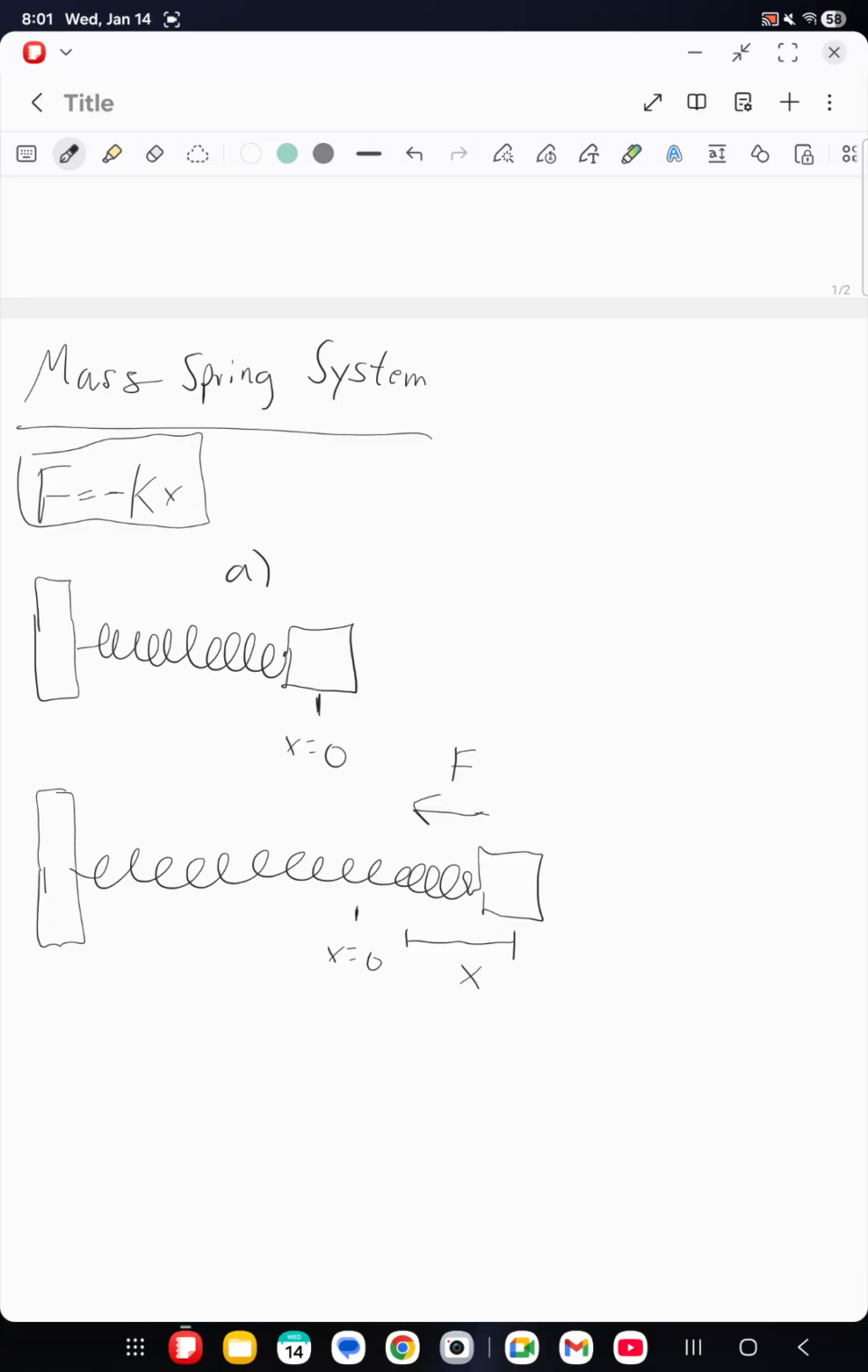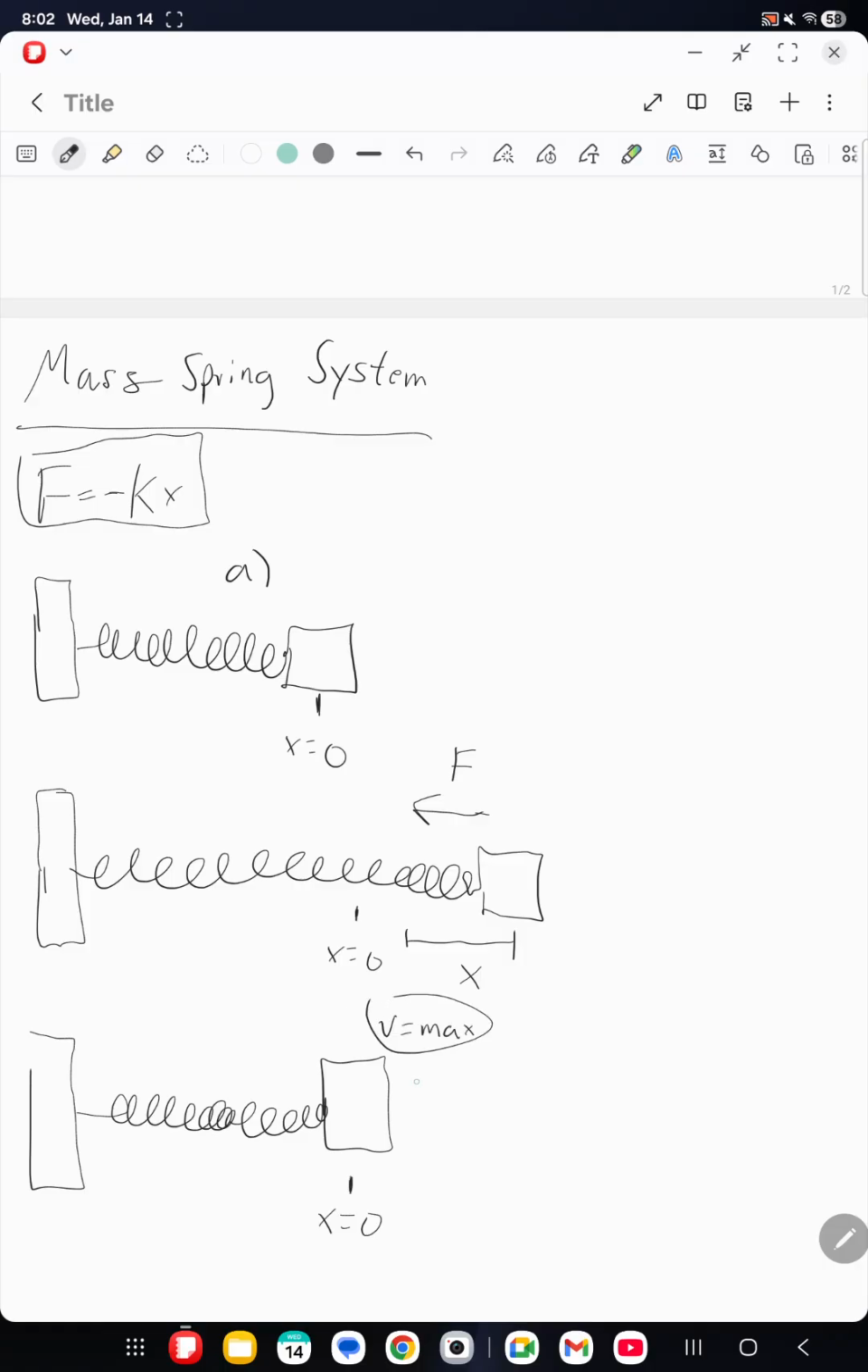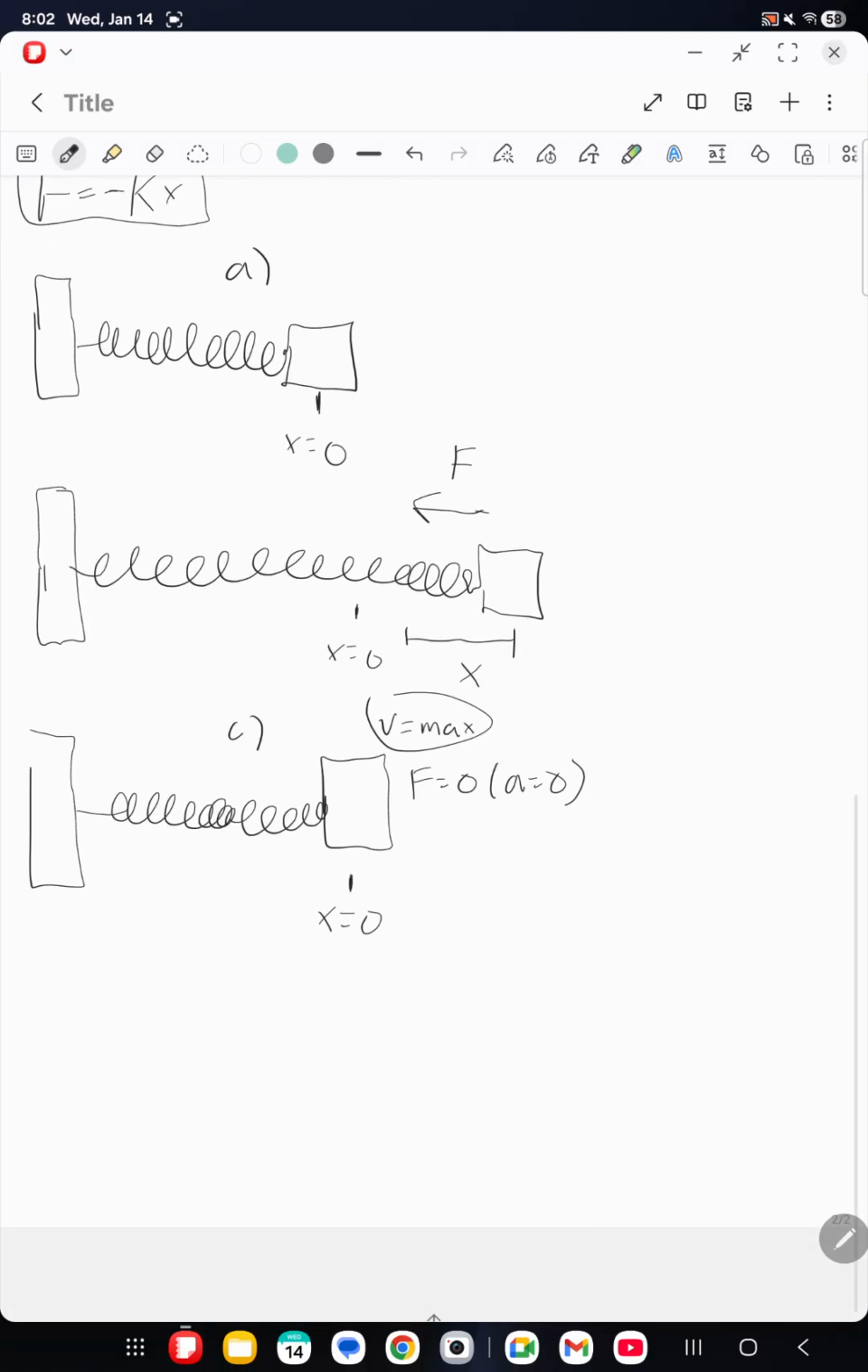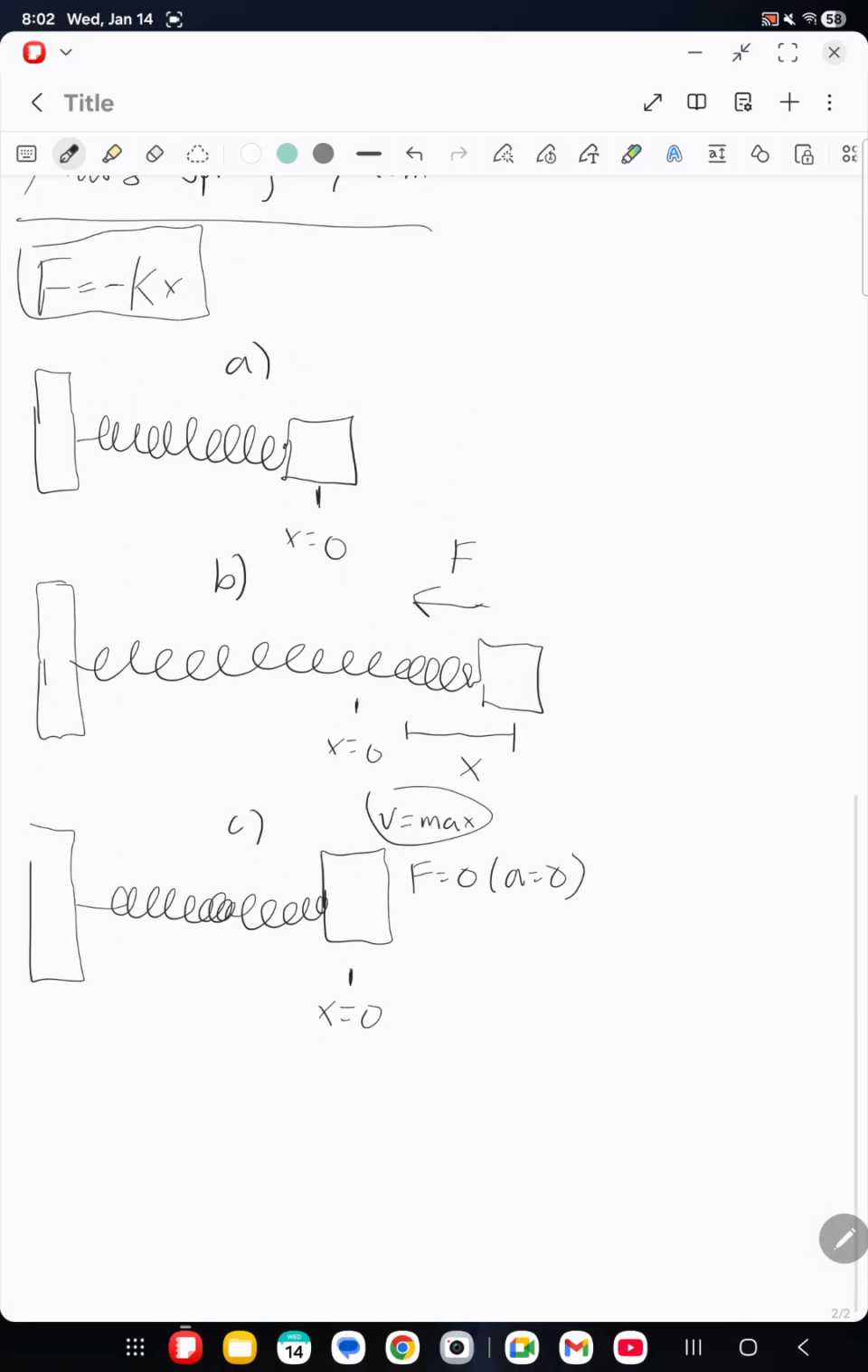When you let go, it will pass through here at equilibrium. It will not stay here. In fact, this is where its velocity will be max. It will have max velocity, but the restoring force will equal 0 because acceleration will be equal to 0. This is just temporary; this is B, and this is C.